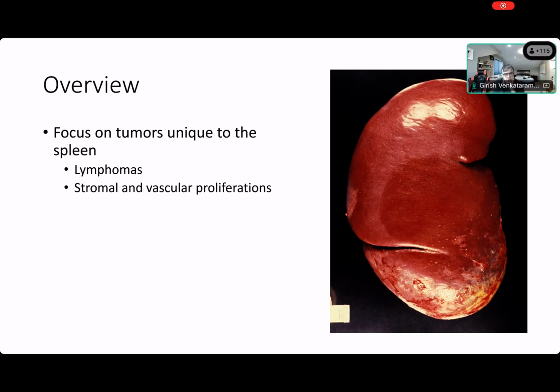We will focus on some entities only here, not all of them. We will discuss lymphomas. We will discuss some of the vascular proliferations, which is more of surgical pathology. There are some vascular proliferations that are unique to the spleen, and some that are very generic that you can see everywhere else, in all of the organs, that you also happen to see in the spleen, right? So we won't discuss too much of that stuff.